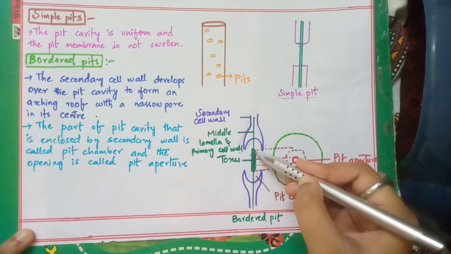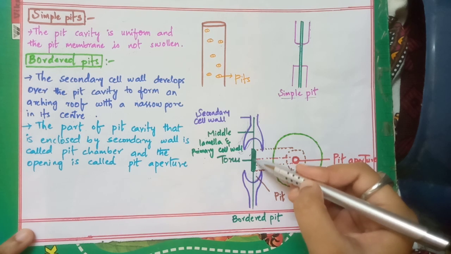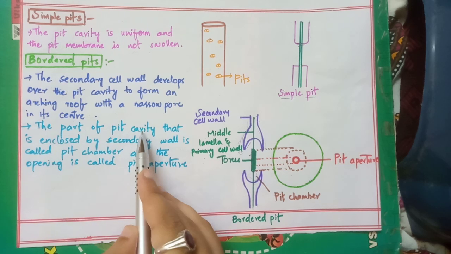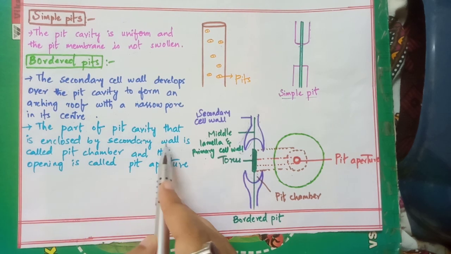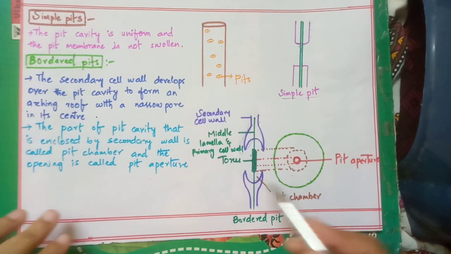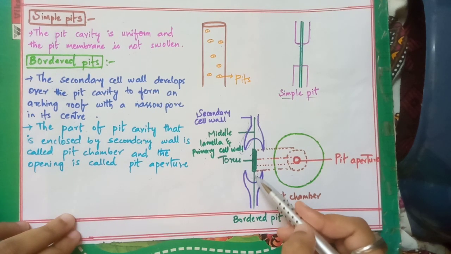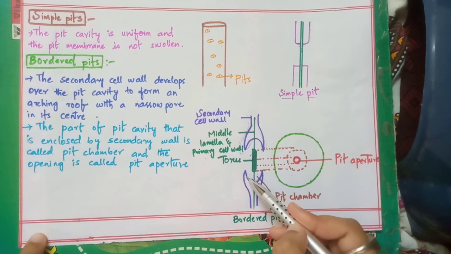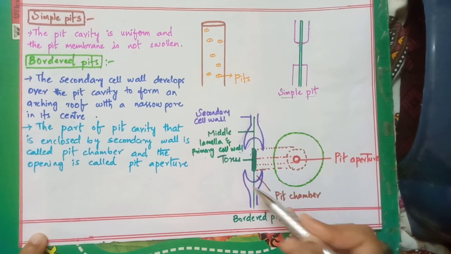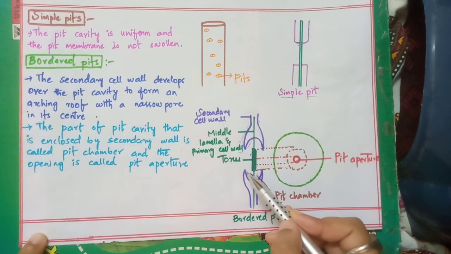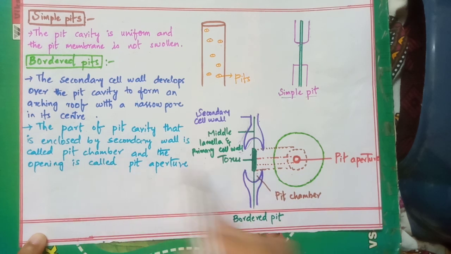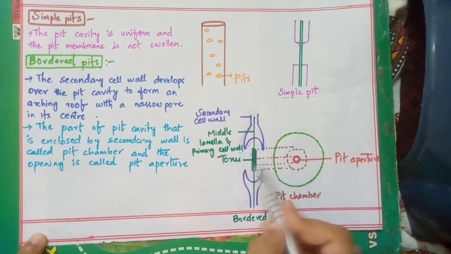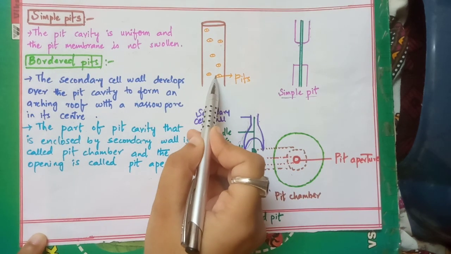And at the middle of the pit membrane there is a thick structure known as the torus. Then the part of the pit cavity that is enclosed by the secondary wall is called the pit chamber. This is the pit membrane, and the cavity or the space which gets enclosed by the secondary wall by forming the arch or roof-like structure is known as the pit chamber, and the opening is called the pit aperture. This is the pit structure.